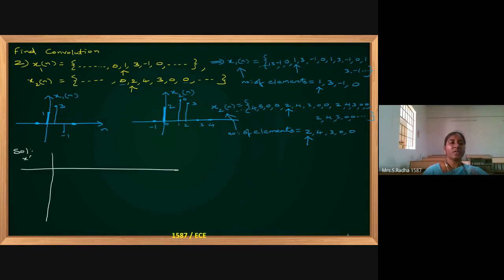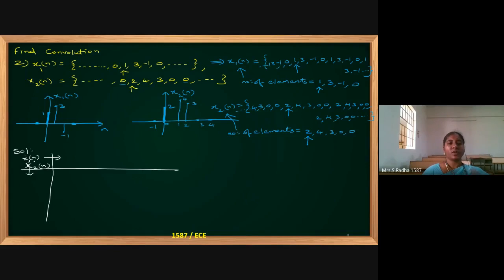One sequence you write horizontal, one sequence vertical. They have given names x1 of n, x2 of n. We have to follow the same. x1 of n horizontal, x2 of n I want to write vertical. You can write x2 of n horizontal, x1 of n vertical also. Same answer will come.